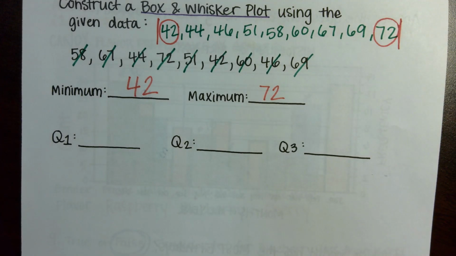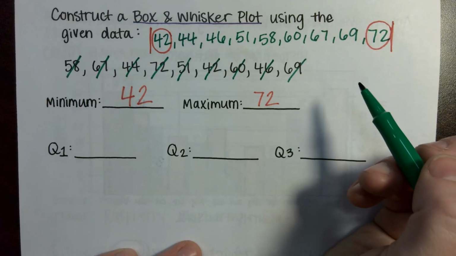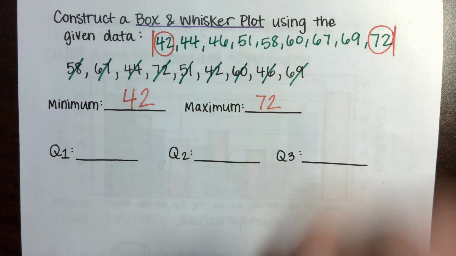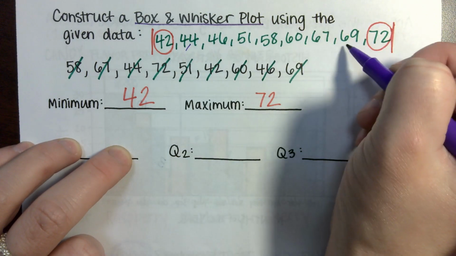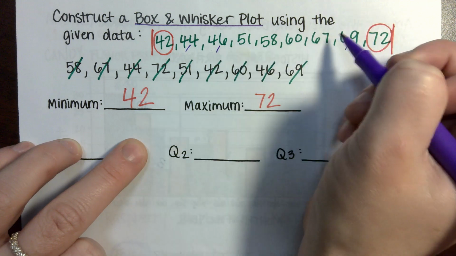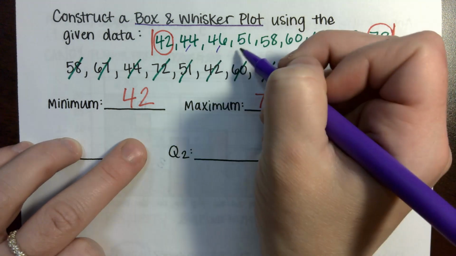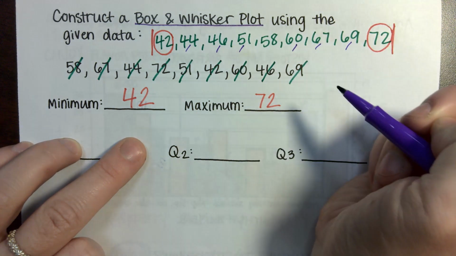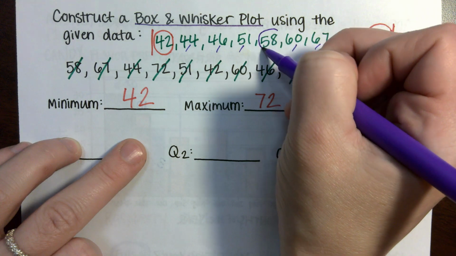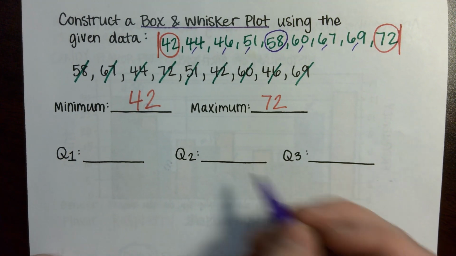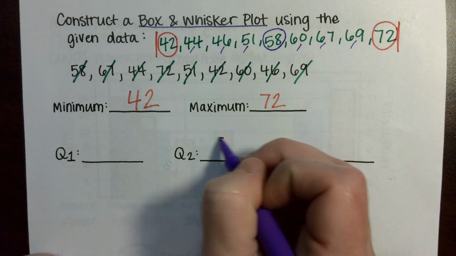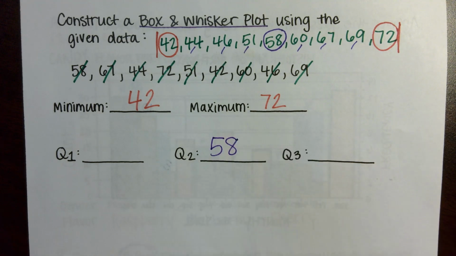All right, what is our median here? Do you guys know? Let's check. I bet you're right. Okay, I got 44 and 69. I've got 46 and 67. I've got 51 and 60. And then 58's in the middle. There we go. Nice. So Q2 is 58. Good.